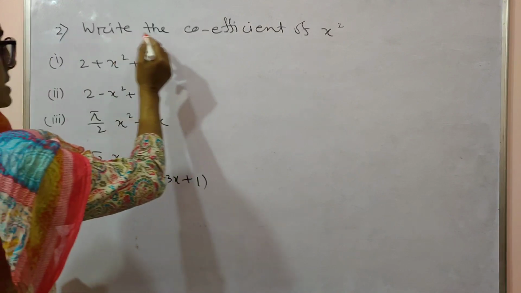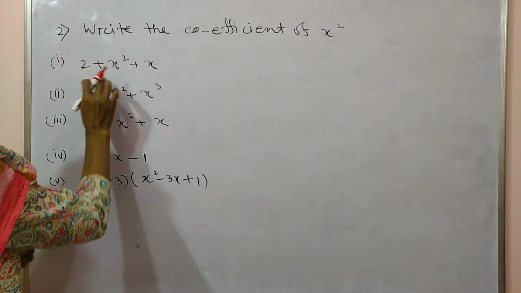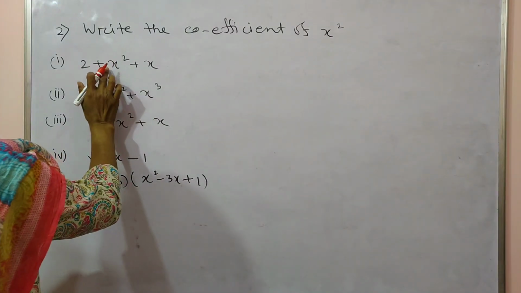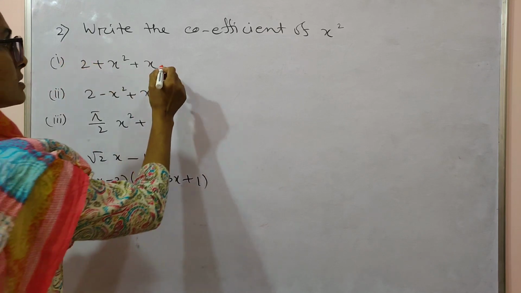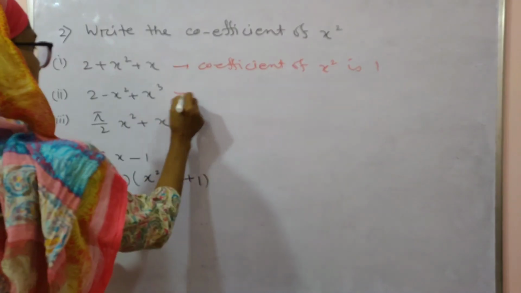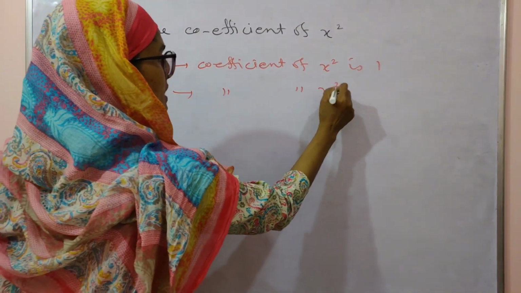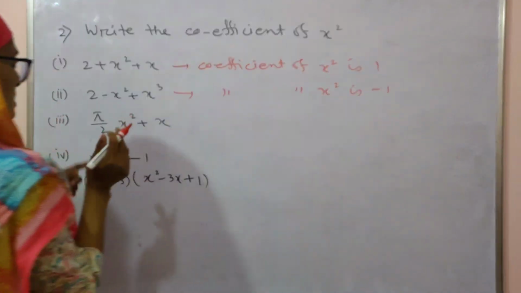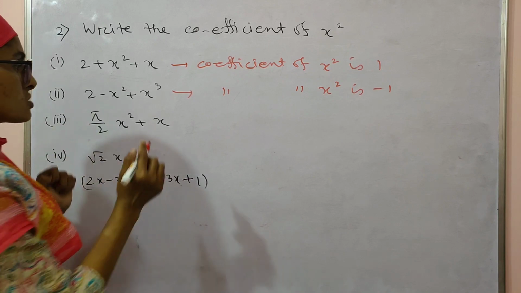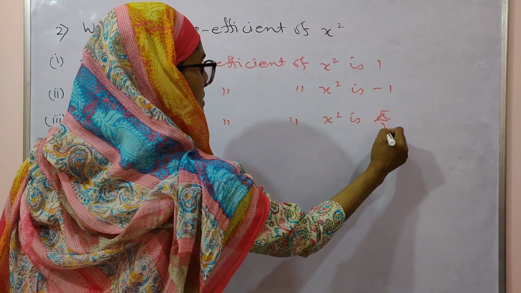Next, number 2, write the coefficient of x square. Coefficient of x square means the number that is multiplied by x square. So here the coefficient of x square is 1. Here the coefficient of x square is minus 1. Here the coefficient of x square is pi by 2. Pi by 2 is multiplied with x square, so the coefficient of x square is pi by 2.